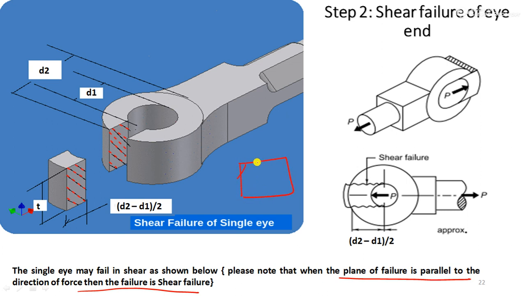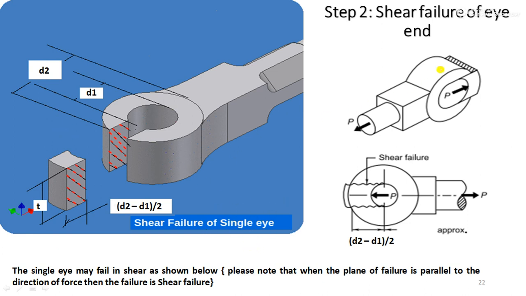Okay, so now we are talking about this plane. This plane is parallel to this P, right? So when this plane, the plane of failure, I am talking about this plane, you can see this parallel plane. If you are looking in this parallel plane, the direction of force is parallel to the plane of failure. The failure will be the shear failure. So obviously this will also fail in shear in this parallel plane.